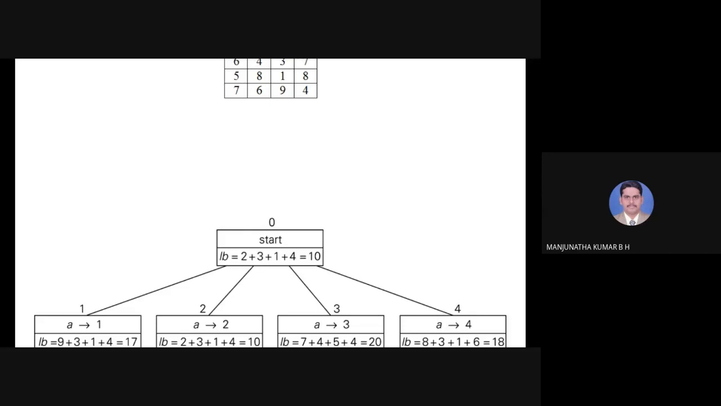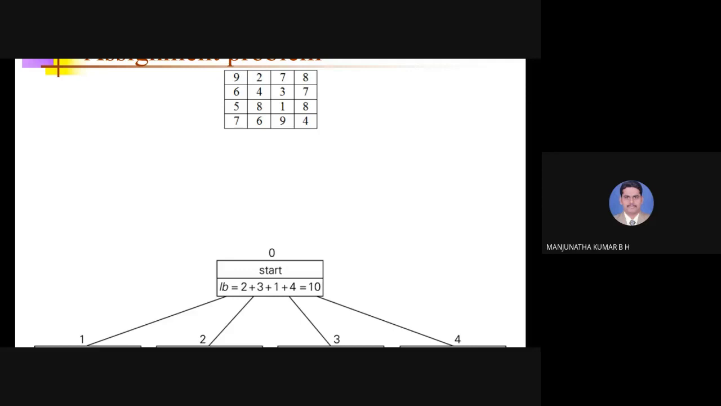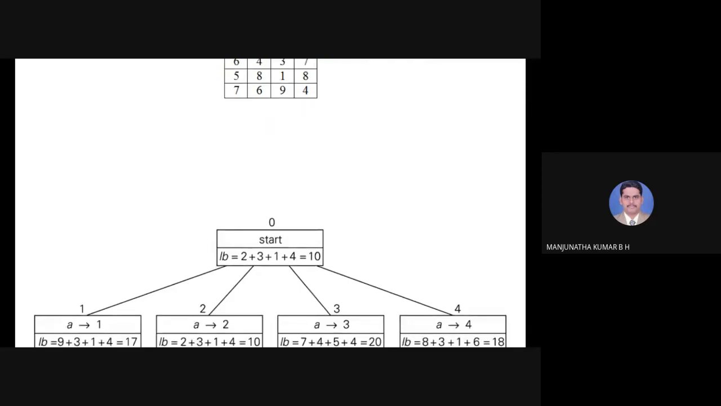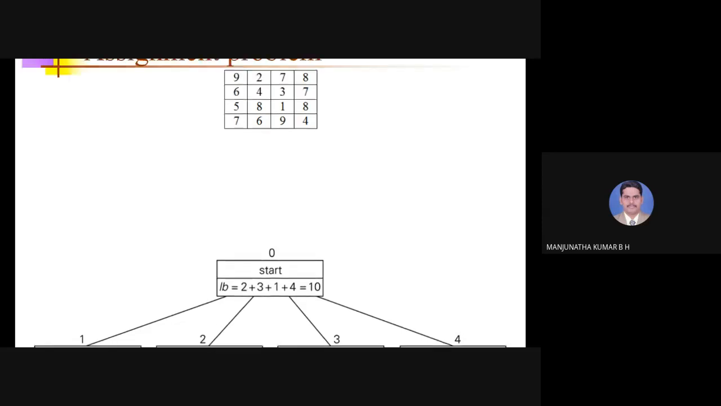So now observe node 1 clearly. Listen to my explanation. You observe the lower bound value: it is 9 plus 3 plus 1 plus 4 equals 17. It means that you are assigning job 1 to person A. If I assign job 1 to person A, what is the cost? It is 9. In your original equation, replace 2 by 9. Now for the remaining 3 persons, you continue as usual, selecting the smallest number in the remaining 3 rows.